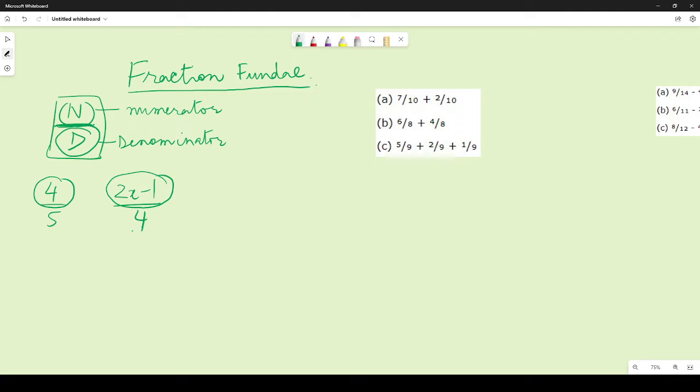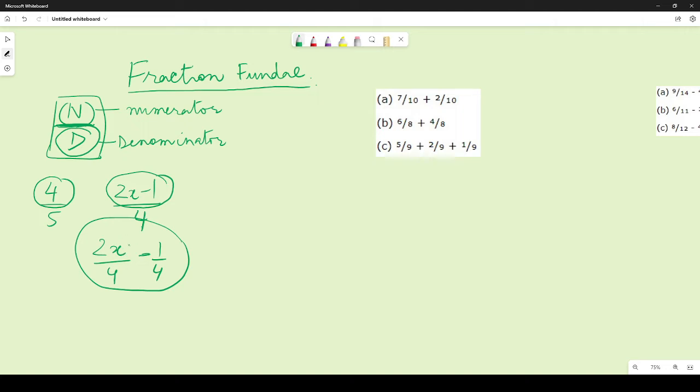The reason I'm stressing this is because the numerator and the denominator go together. They cannot be separated. You cannot write (2x minus 1) by 4 and simply take 2x out of it and work on it. You have to take this in its entirety. This means that this is equal to 2x by 4 minus 1 by 4. So this is the entire representation of this type of fraction.